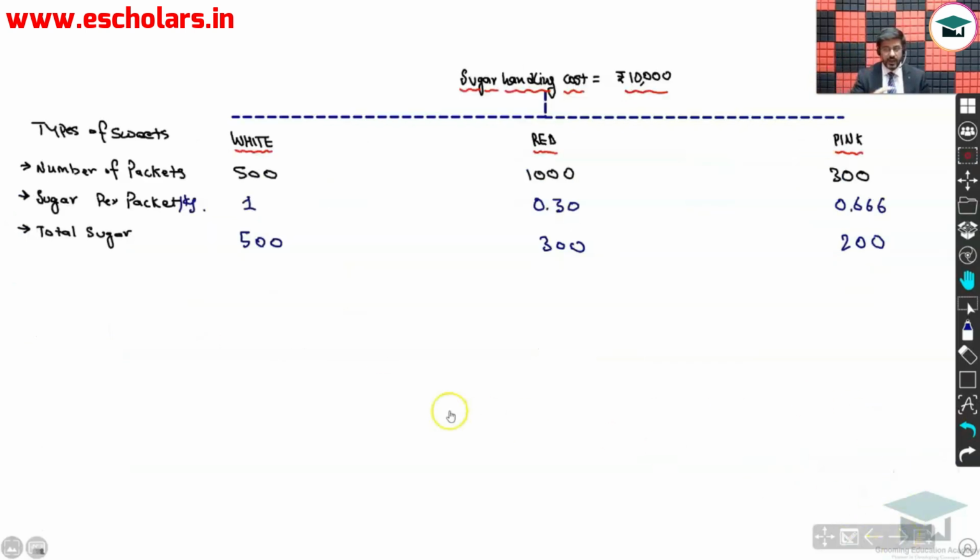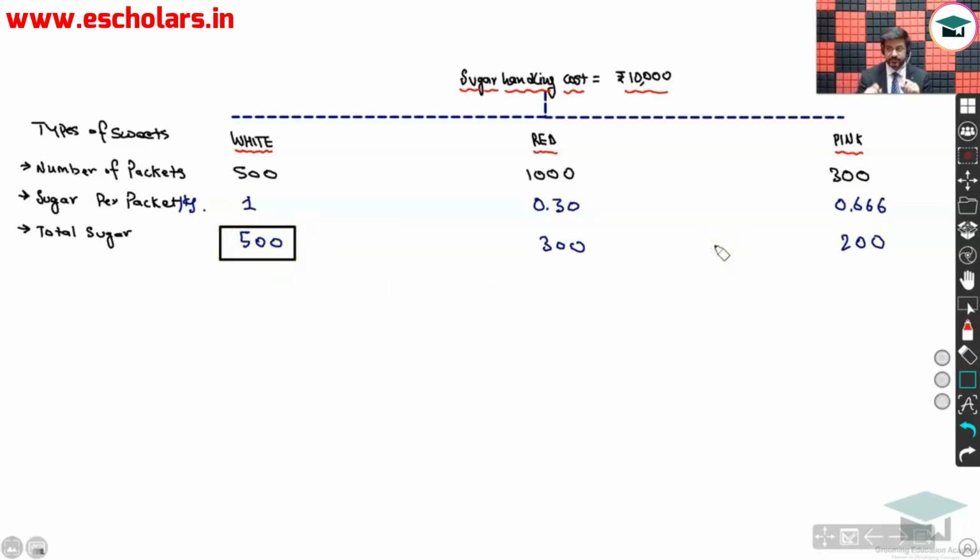Out of this 1000, which sweet is using or consuming the maximum sugar? You will say, sir, that is sweet white. Sweet white is consuming 50% of the total sugar. 50% of that 1000 is coming 500. Is this simple question clear?